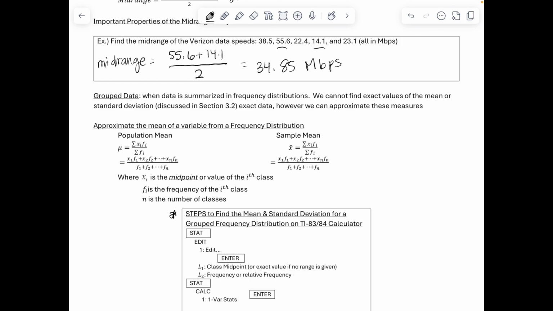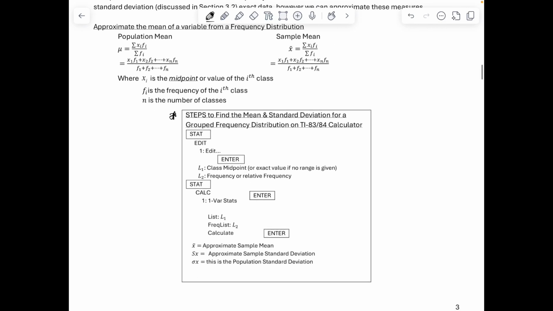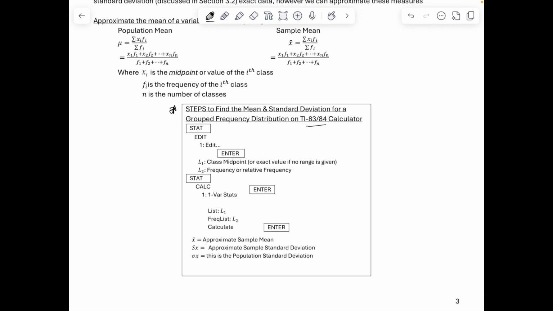The steps for finding the mean and standard deviation for a grouped frequency distribution with the TI-83 and 84 graphing calculator. Again, we go to our Stat button, go to Edit, and the difference here is that we're going to input numbers into L1 and L2. L1 is going to be either the class midpoints or the exact values if no range is given. And for L2, we're going to put in either our frequencies or our relative frequencies.